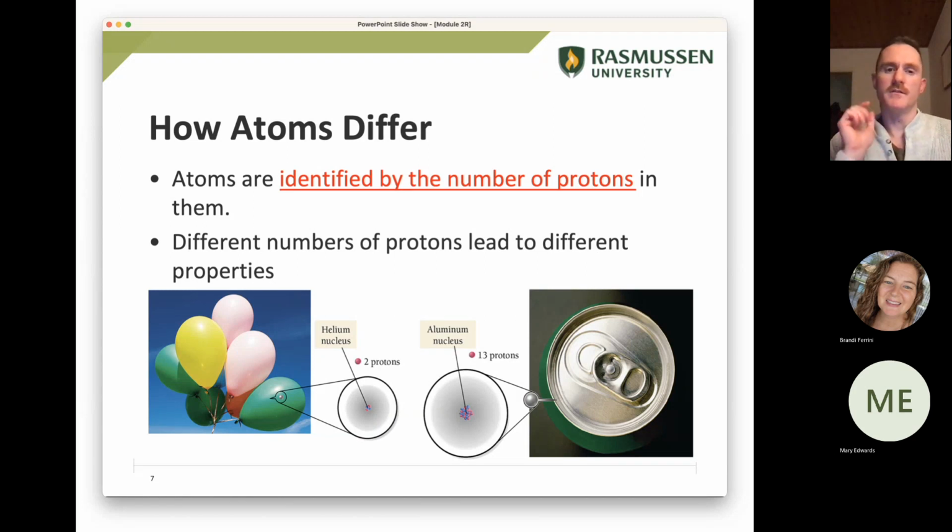That is the most important. So this is underlined in red because it's probably one of the most important things you can take away from this lecture. Atoms are identified by the number of protons. They can have different numbers of neutrons and different numbers of electrons. The number of protons identifies them.